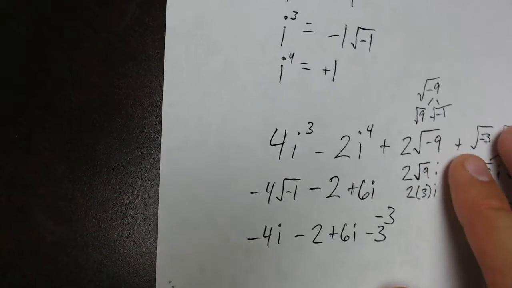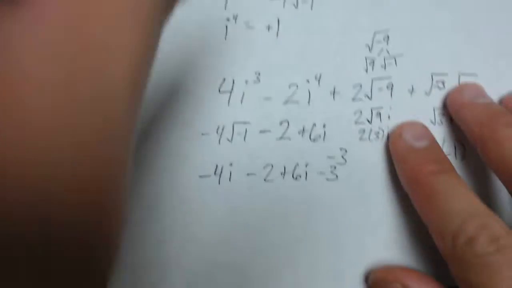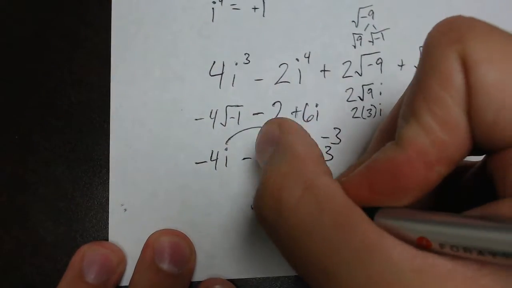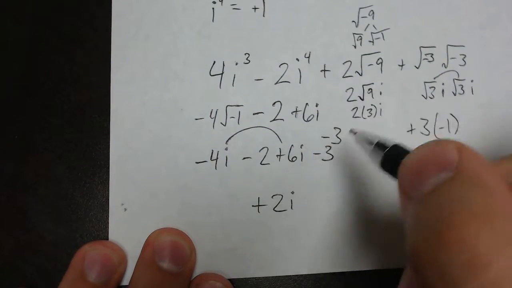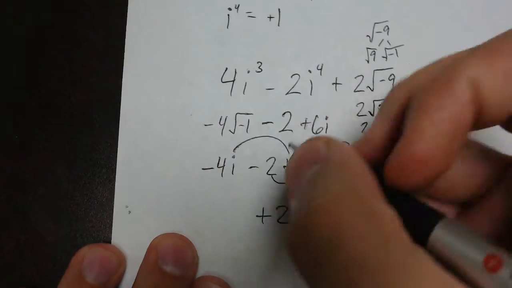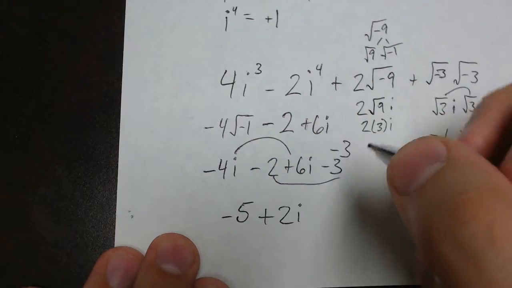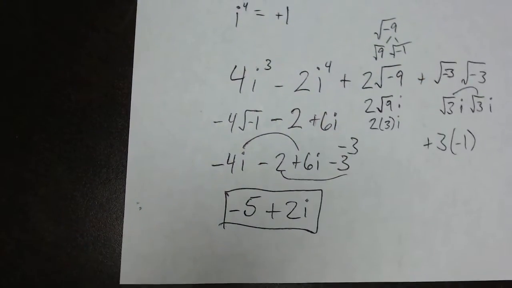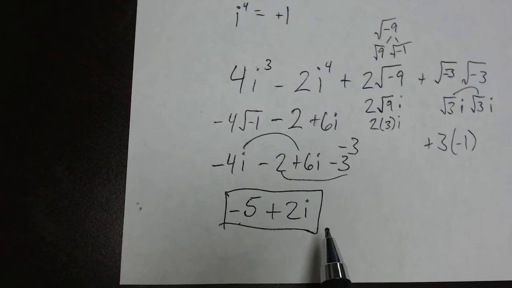From here, all we have to do is just add like terms. So -4i plus 6i gives me positive 2i. -2 minus 3 gives me -5, or -2 plus -3. And my answer is -5 plus 2i. And yes, we always write the whole number, then the complex number. It's just a proper ordering that helps everyone see things in the same way.